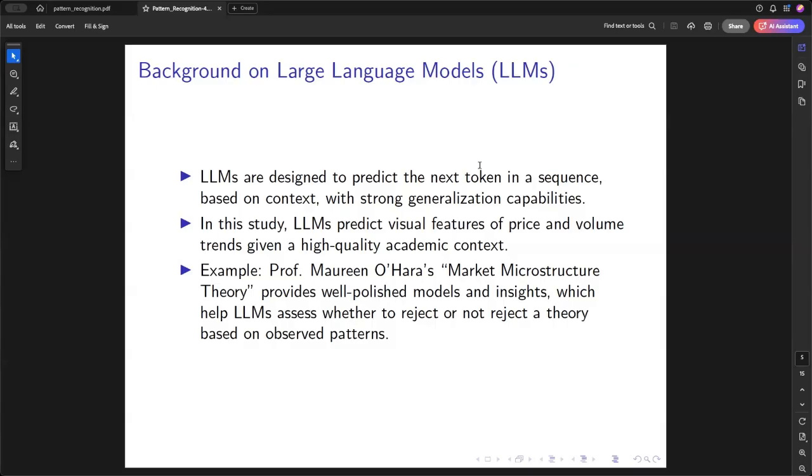An example is Professor Maureen O'Hara's market microstructure theory book, which provides a spectrum of cherry-picked theories and models. And under this context, we can predict under each model what the price and volume are going to look like. And we can further determine whether to reject or not reject a model based on the observed patterns.